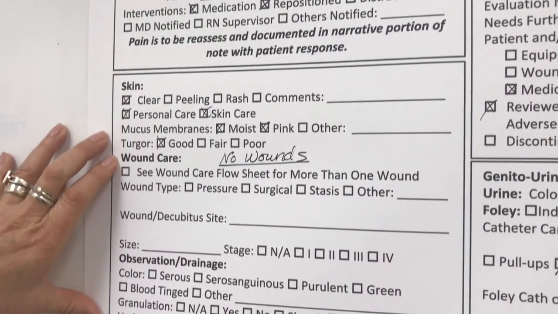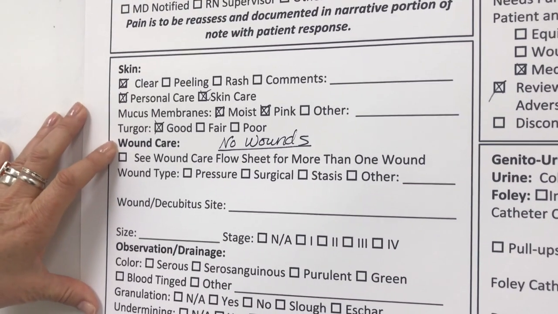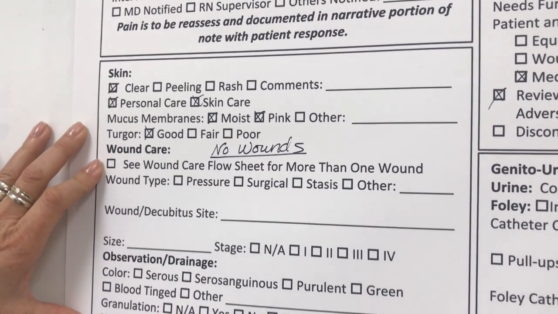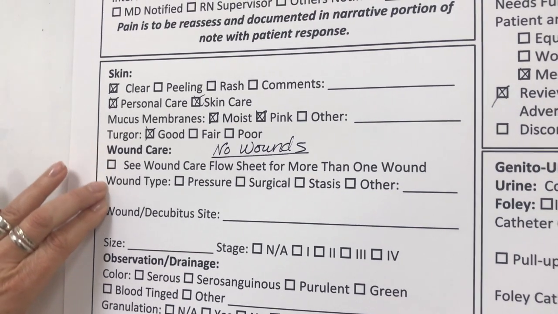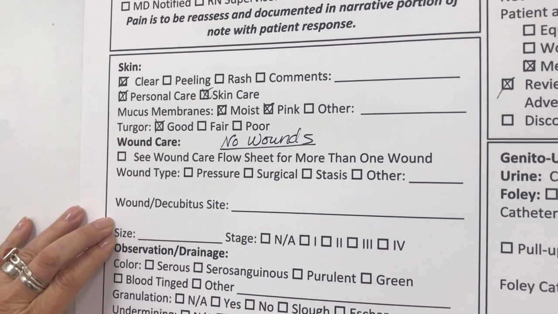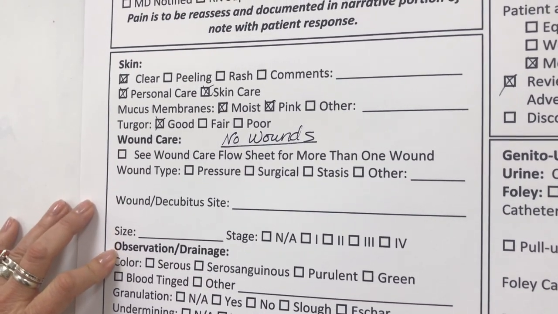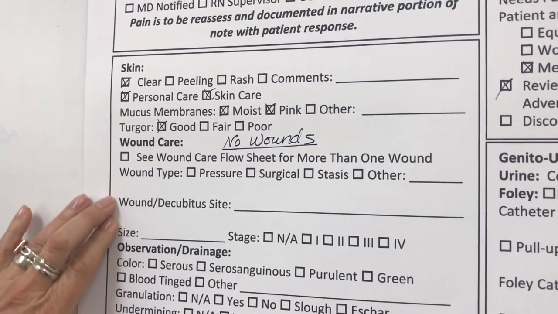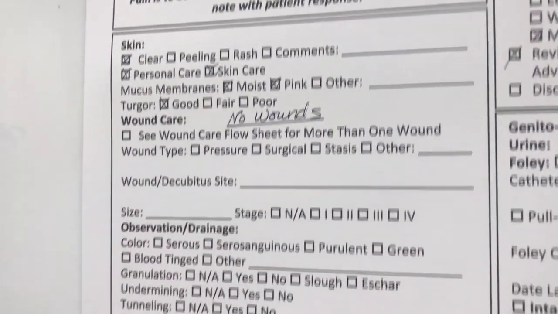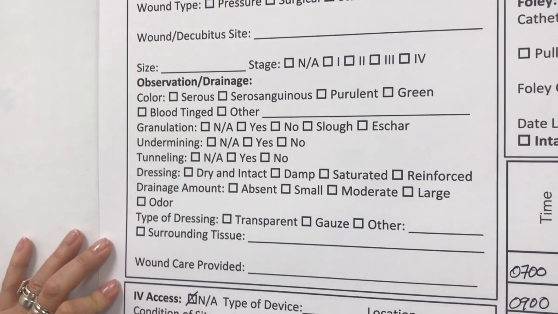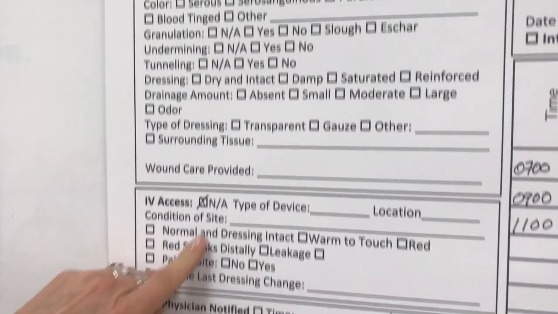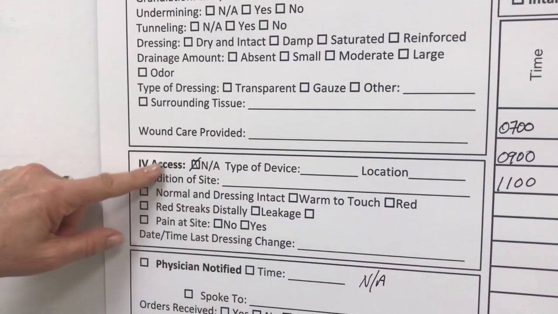Skin, really need to document skin at every visit. If the person has no wounds, we want to make sure that that's clear. If the person does have a wound, you need to follow these and really determine if it's a pressure ulcer, what stage it is, where it is, etc. But in this case, for purposes of our example, there were no wounds. This person also does not have an IV. There's no IV access, so there's a box, not applicable. Check that. You're good to go.